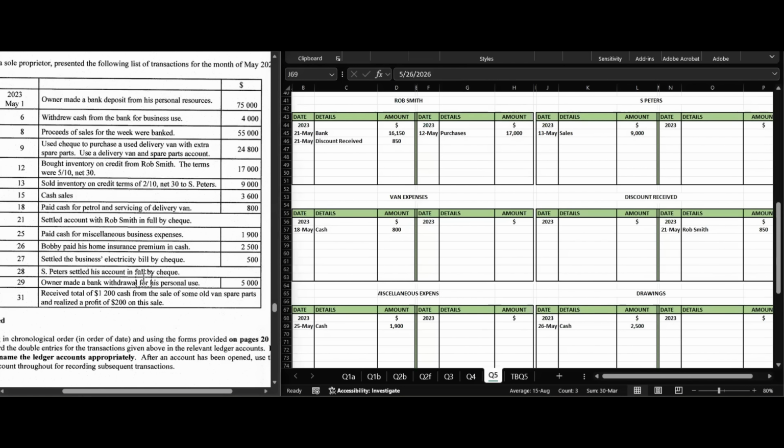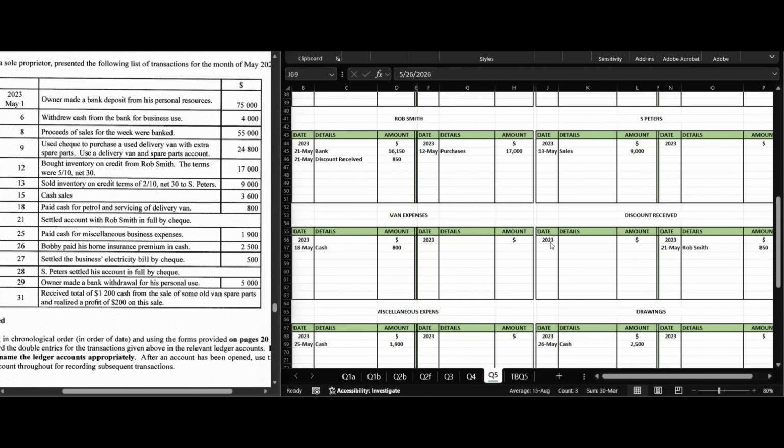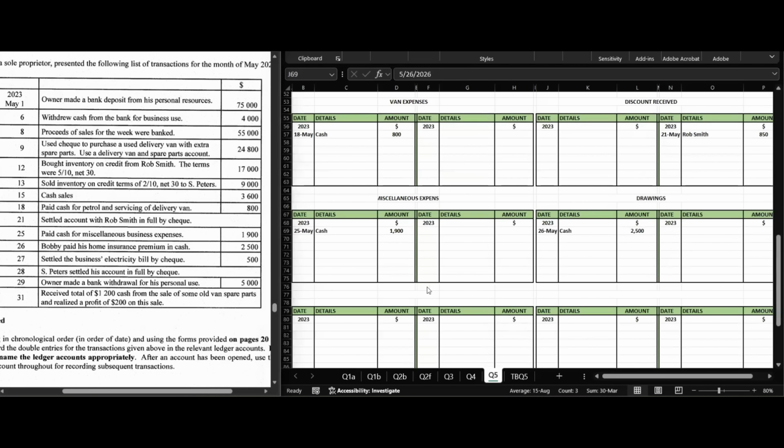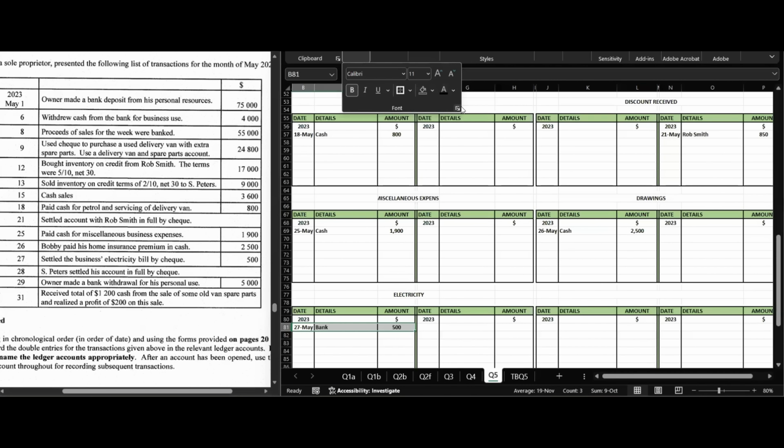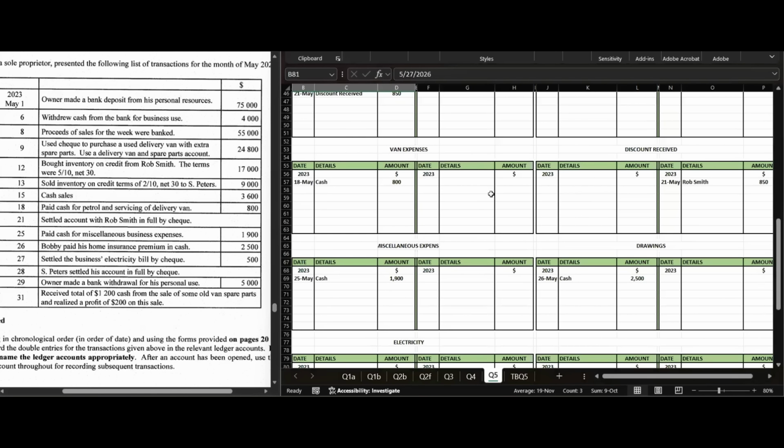Settle the business electricity bill by check. Well, that's a business electricity account, so we're going to create the electricity account here. Debit that electricity account, and we're going to credit bank.